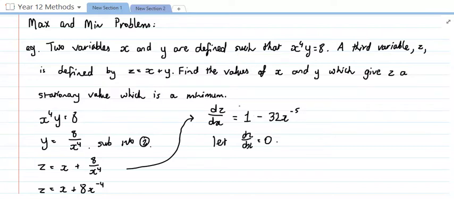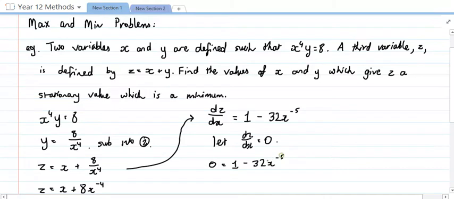So this is going to give us our maximum and minimum values, and that gives the equation 0 equals 1 minus 32x to the negative 5. I'm going to just add 32x to the negative 5 on both sides of the equation. So 32x to the negative 5 equals 1. Continue this up here. I'm going to divide by 32 on both sides. So x to the negative 5, I'm going to just rewrite it as 1 over x to the 5 equals 1 over 32.